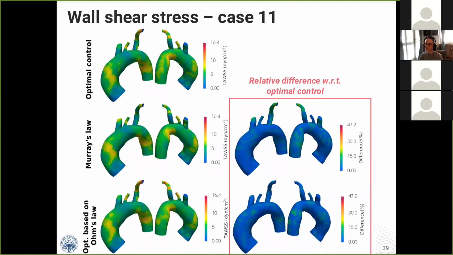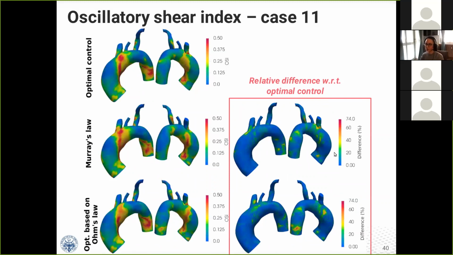Here, still the wall shear stress reaches a difference of 47%, so it's high. And the oscillatory shear index as well reaches 74%. So that's to prove how important it is to have a method that is automated to choose boundary conditions, so that it's not operator dependent, it's not based on manual tuning, because that will make a huge impact on the quantities that then will be used by medical doctors to analyze the situation of our patients, choose treatments, and so on.